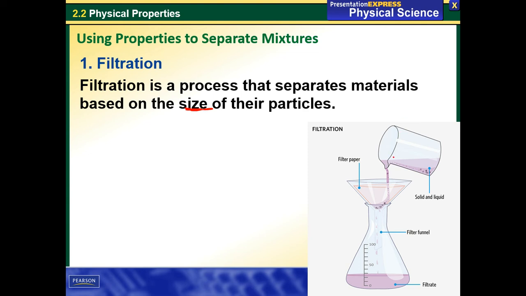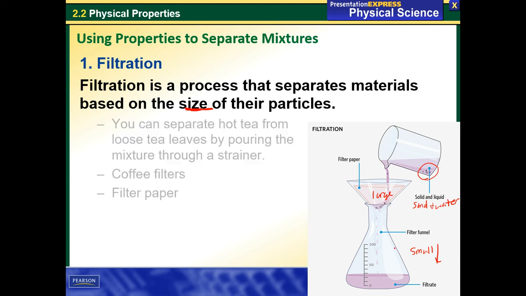So here is an example. Maybe I had a solid and a liquid over here. So let's just say this is sand and water. Usually you filter it through filter paper. Oftentimes, anything that is small is going to go down here in the beaker. So small things pass through to the bottom. But anything that's large and can't pass through the filter paper gets stuck up here. So you might see sand stuck in the filter paper and everything else flows through.